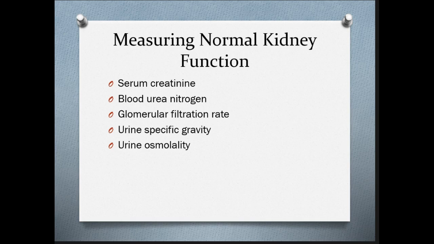And for the osmolality of urine, if it's greater than 1300, there is tubular dysfunction. The kidneys have lost their ability to concentrate or dilute urine. This is not normally a part of a urinalysis, but some physicians may actually run it separately.